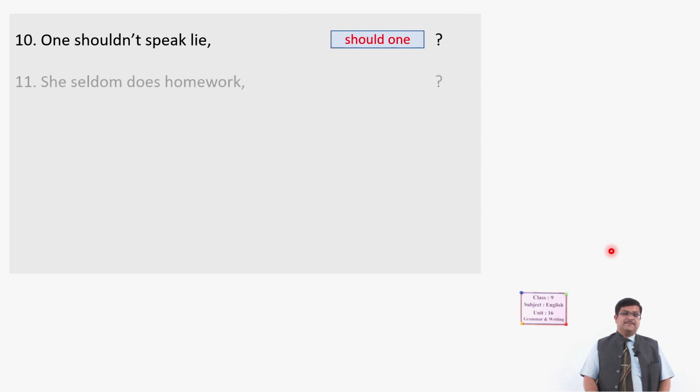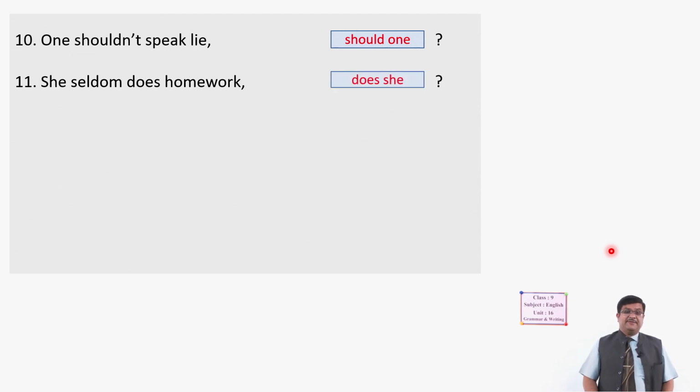Should one? She seldom does homework. We learned about when the sentence comes with negative word. For example, seldom. Seldom is a negative word. So our tag must be affirmative. Does she?